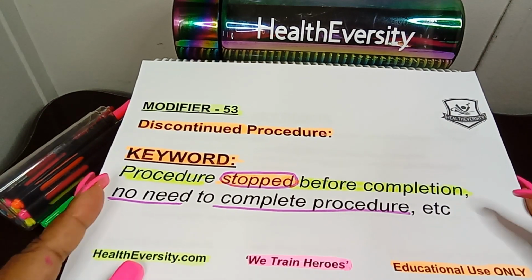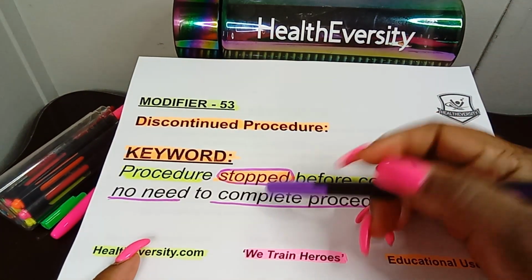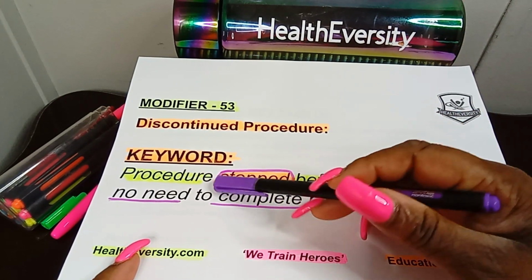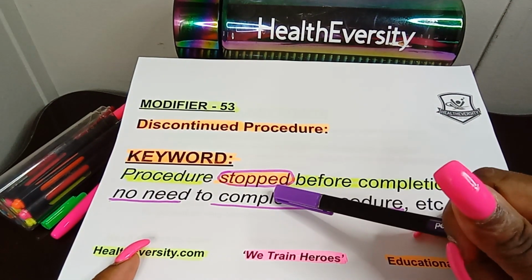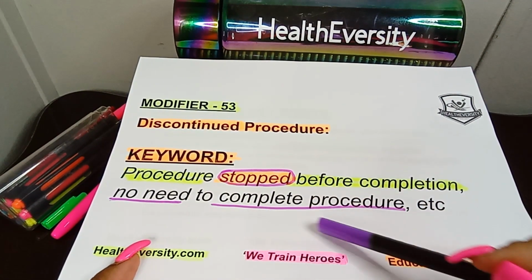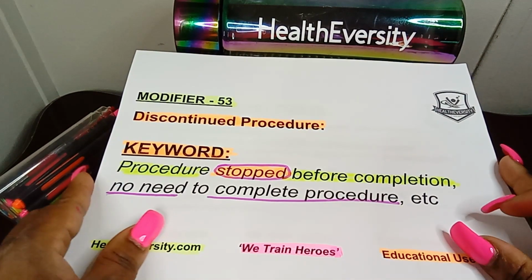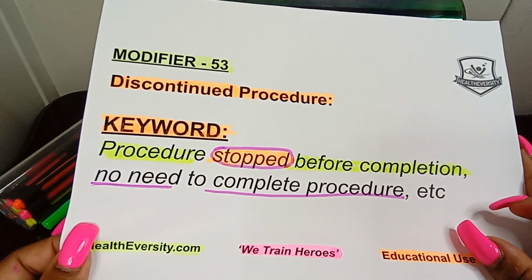Modifier discontinued procedure. So this is our first keywords here. Keyword: procedure stopped before completion. No need to complete the procedure. So this is modifier 53, discontinued procedure.